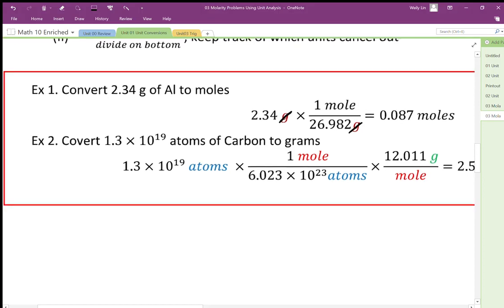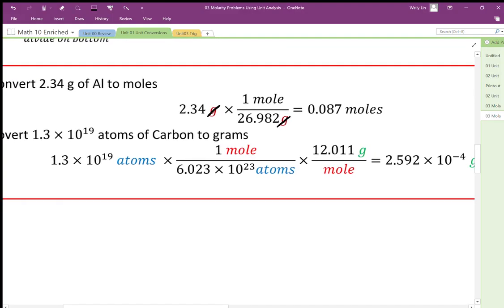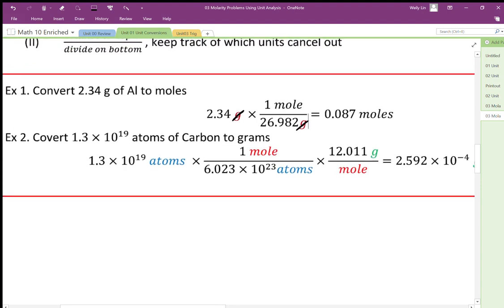So I take 2.34 times on top, and divide on the bottom by 26.982. On my calculator, that's going to give me 0.087, and the units are going to be moles because that's the unit that is left. So that number of grams of aluminum represents 0.087 moles of aluminum, and I can convert that to atoms of aluminum by multiplying by Avogadro's number.